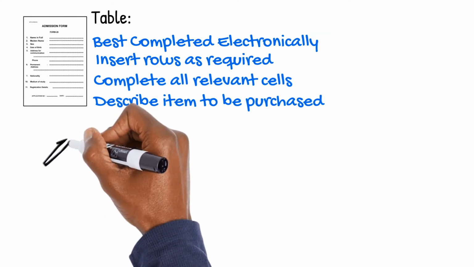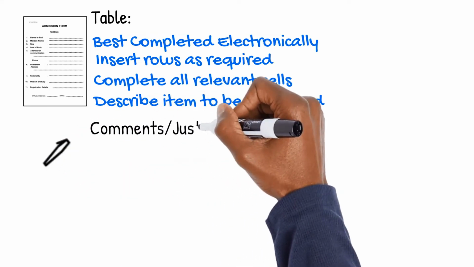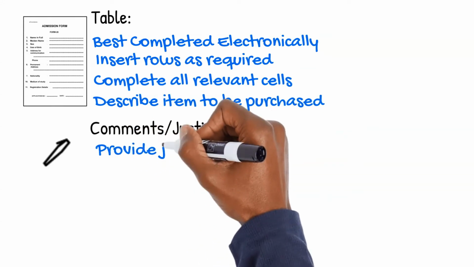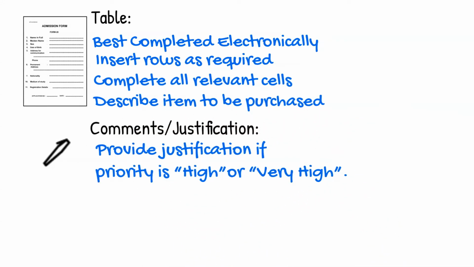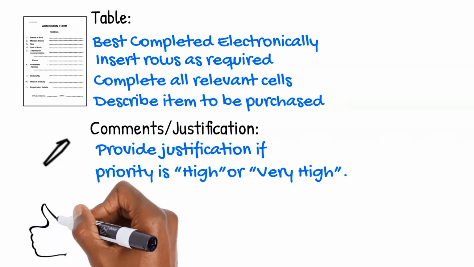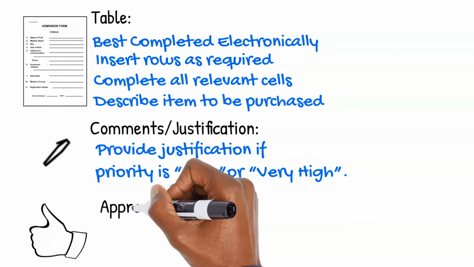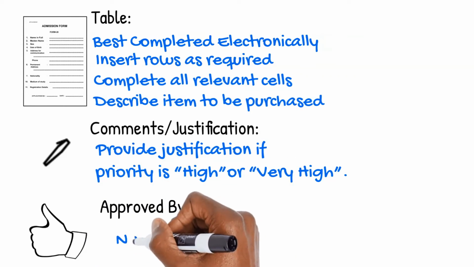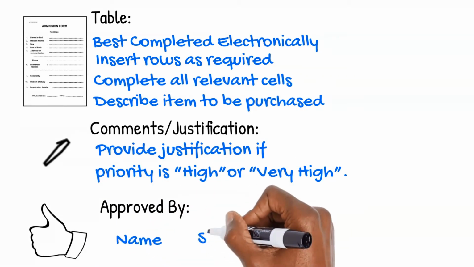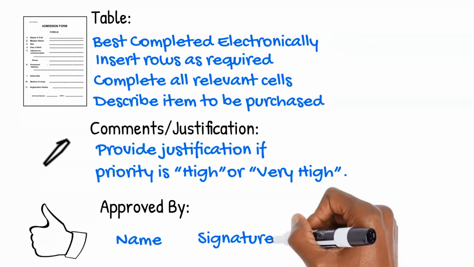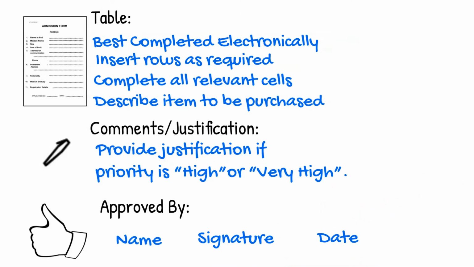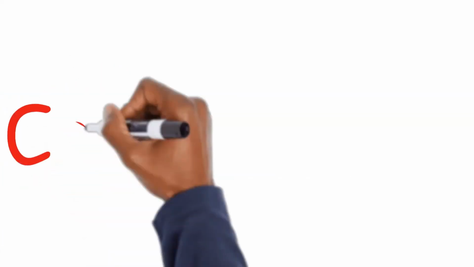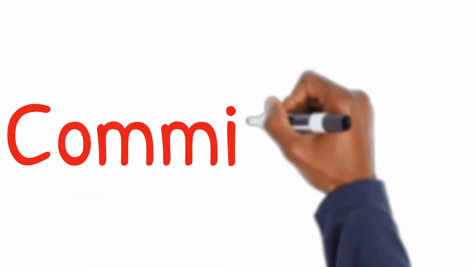Kindly indicate additional comments or justification for your project. If you had previously selected high or very high, provide the justification in this area. Lastly, in this section, the approval. Tell us the name of the head of department, insert your signature, and the date that this form was approved. Now that your form is completed and approved, it is now time to send it for commitment.